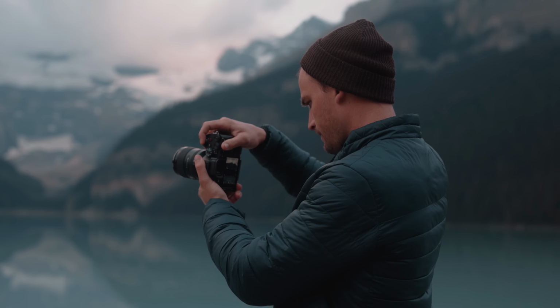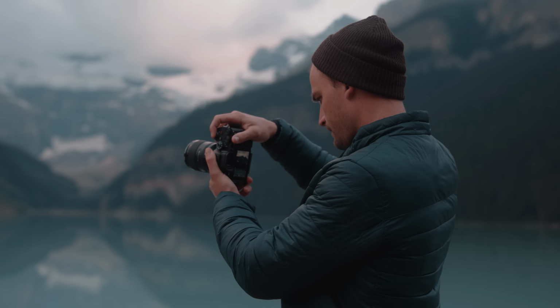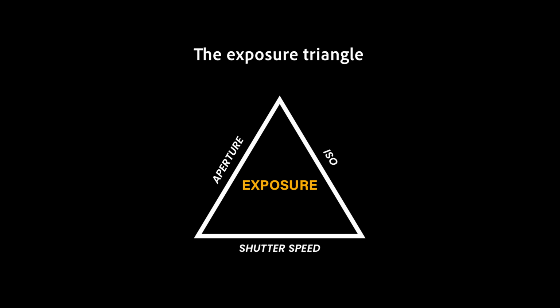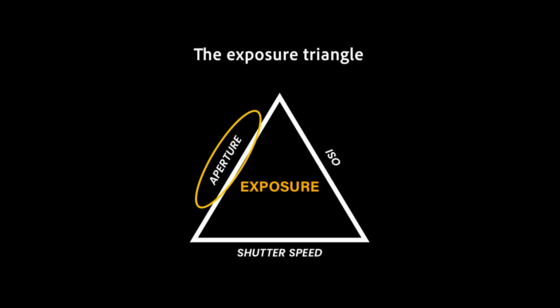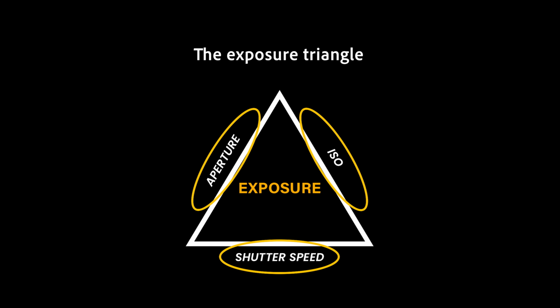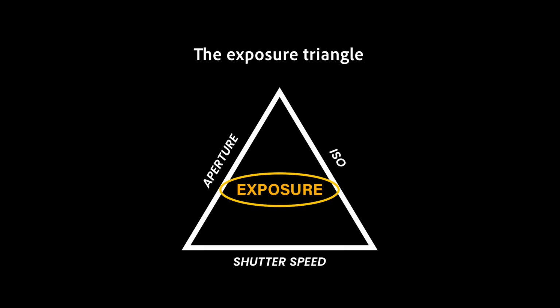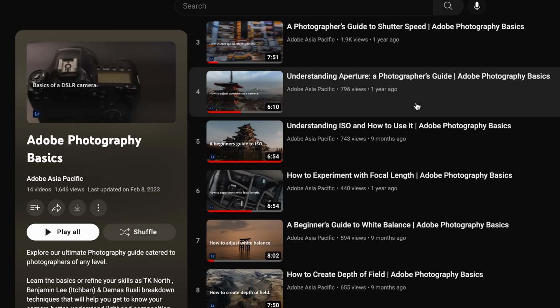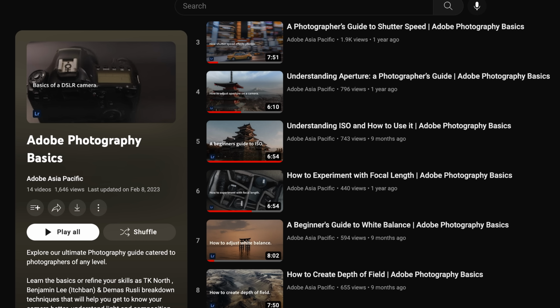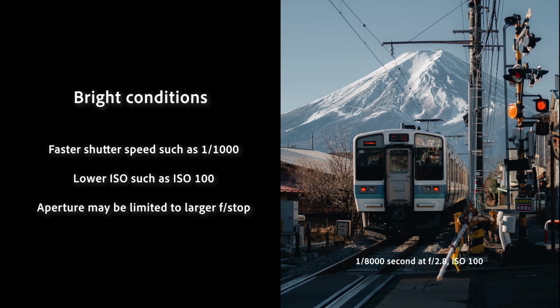When it comes to seeing how light affects your overall photos, one of the most important things to consider is your camera settings. If you aren't familiar with the exposure triangle, this would be a great place to start. The exposure triangle helps you understand exactly how aperture, shutter speed, and ISO all work to control the overall exposure. If you need brushing up on any of these topics, you can find links to these videos down in the description.